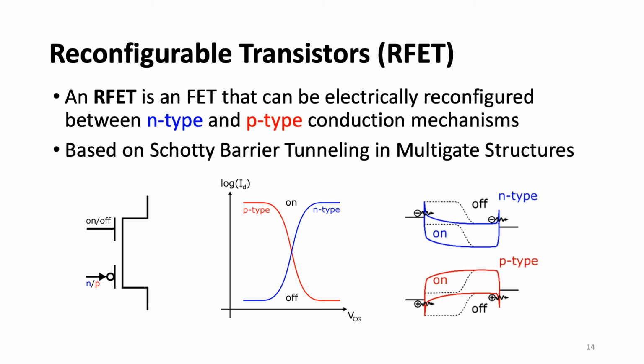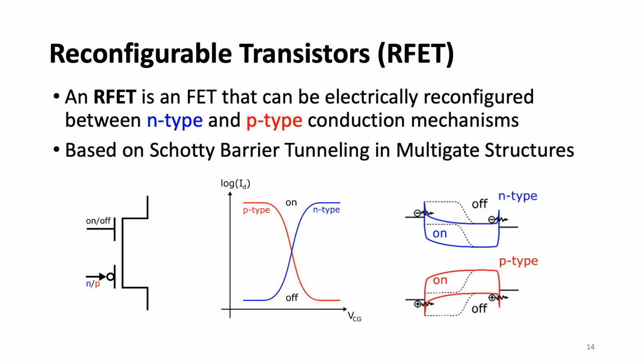Reconfigurable field effect transistors are based on electrostatic doping in nanoscale Schottky devices with intrinsic channels. By the use of multiple independent gate electrodes, the current-voltage characteristics of the device can be selected to mimic either N-type or P-type behavior.